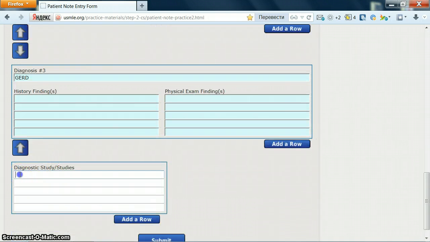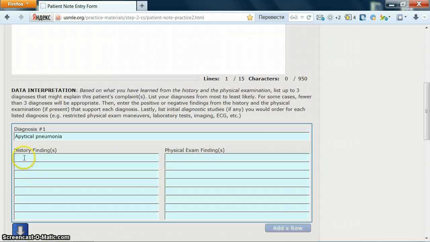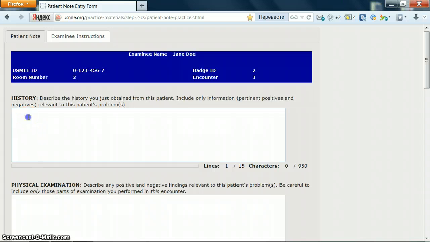And we write down a couple of diagnostic studies that come to our mind immediately. For cough cases, you have to write both projections because AP does not catch some posterior segments, and then we go to our history.